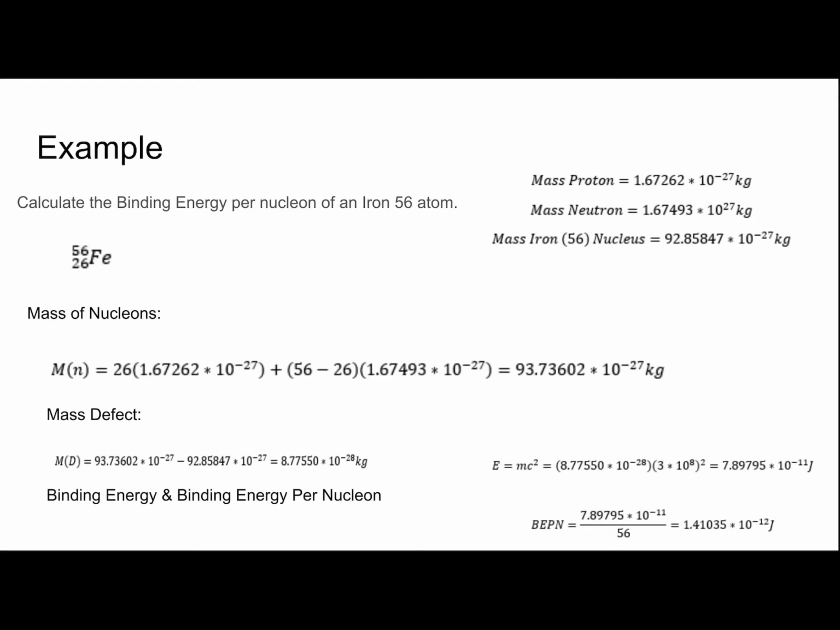However, the question is asking us to find the binding energy per nucleon. So the binding energy per nucleon will simply be the total binding energy divided by the total number of nucleons in the atom. In this case, we have 56 nucleons. Therefore, our binding energy per nucleon is our total binding energy divided by 56. And that should give us our final answer of 1.41035 times 10 to the power of negative 12 joules. And that's our final answer.